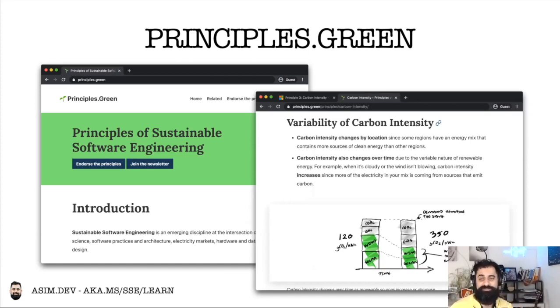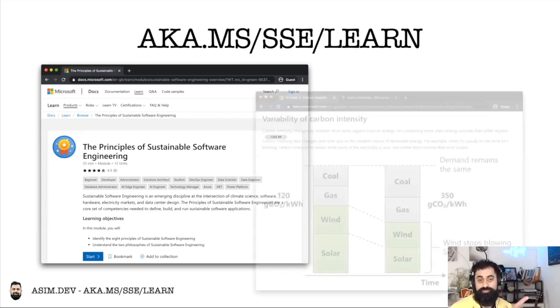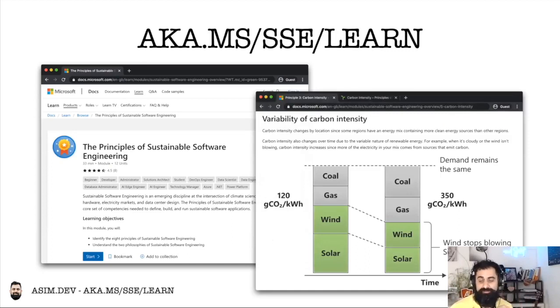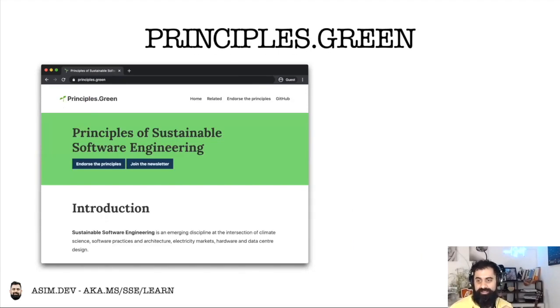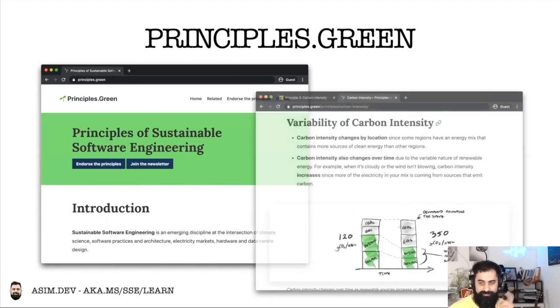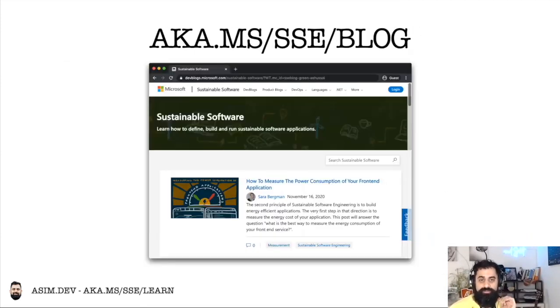I work at Microsoft, so we have since moved Principles.Green to Microsoft Learning, which all really means is somebody made some nice diagrams instead of you having to look at my hand-drawn diagrams. That's pretty much the difference, but it's pretty much the same content. I also created a blog in Microsoft called the Sustainable Software Engineering blog. Super proud of this, actually.